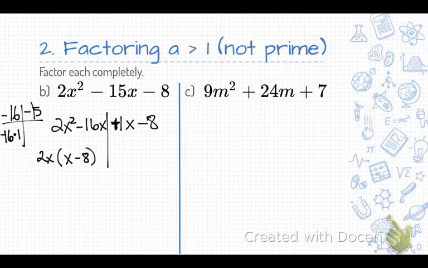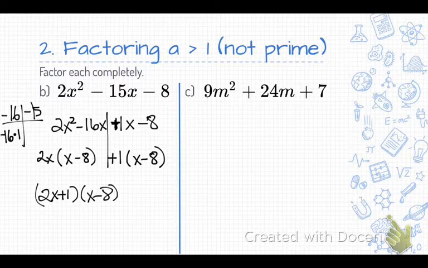Was that the mistake? You were like, what are you doing? Okay, now I know my other factor is x minus 8. So what's the GCF? What number goes into both of those terms? 1. And what kind of 1 is it? A positive 1. So that means my factors are 2x plus 1 and x minus 8. We get that? We're pretty successful?